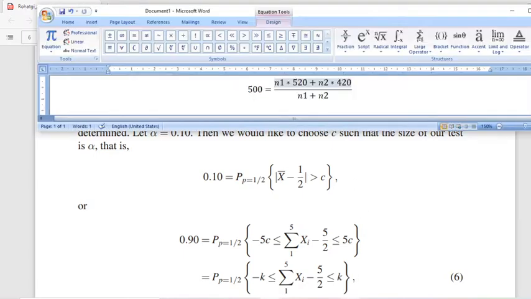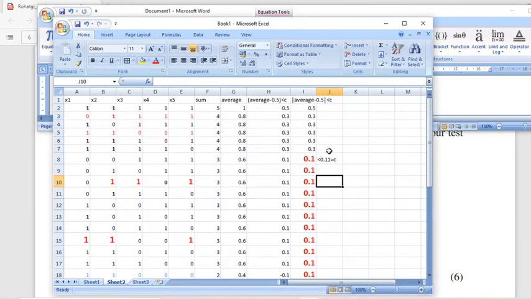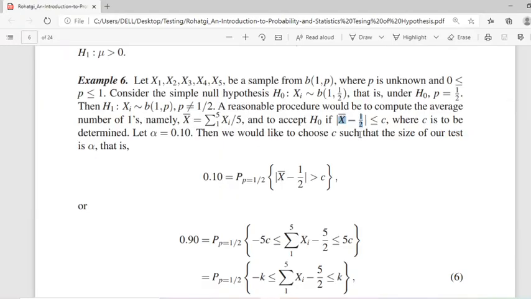What is the criteria? We will accept the null hypothesis only when we get x bar minus p less than 0.11. So that is the criteria we are using. We have to find c based on the probabilities of the null hypothesis and the alternative hypothesis. We would like to choose c such that the type 1 error should be less than or equal to alpha, and the power should be as maximum as possible. That is our criteria we discussed in the last class.